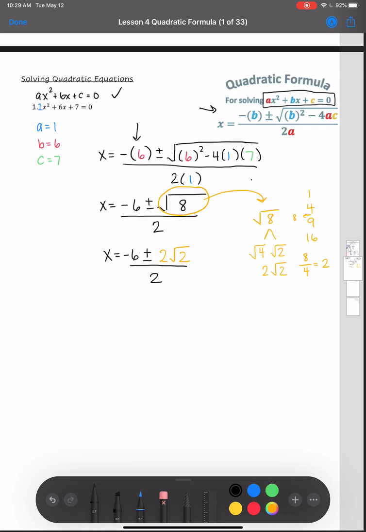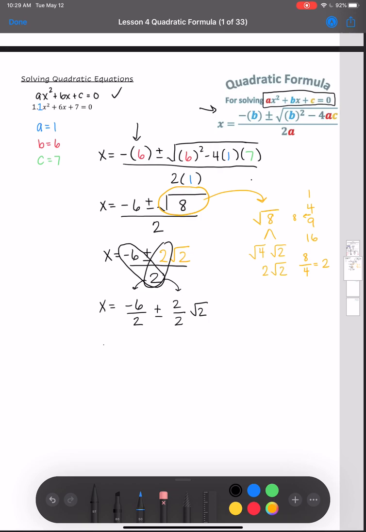So now the very last thing that you're going to do is simplify the fractions. So what you have here are 2 different fractions. So we're going to separate this. We have negative 6 divided by 2 plus or minus 2 divided by 2 radical 2. Okay, so all I did was I took this fraction and I took this fraction and I separated them. So we have this one and this one.